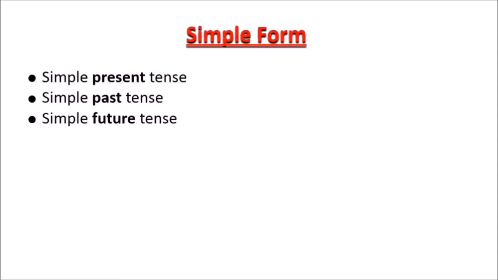Now we are going to learn the simple form. So this is the first form of tense in English. Under the simple form there are 3 types. They are simple present tense, simple past tense and simple future tense. So these are the 3 tenses in the simple form.